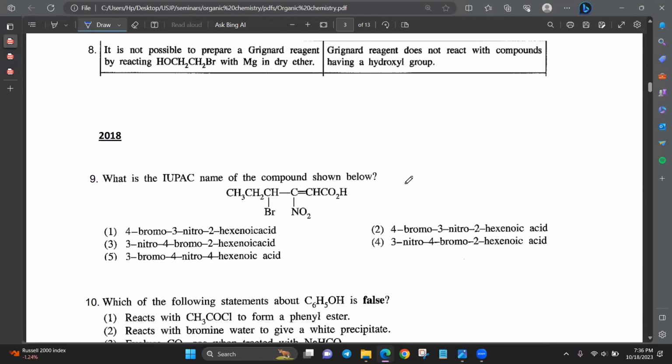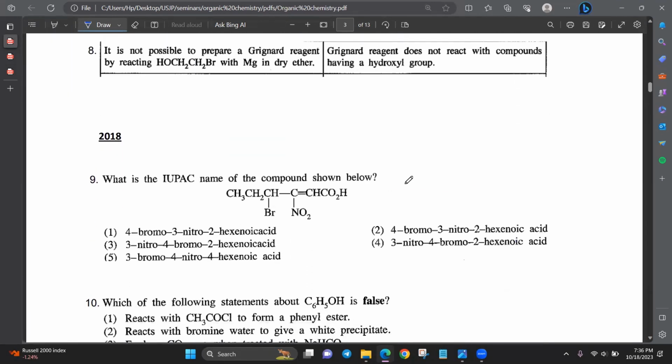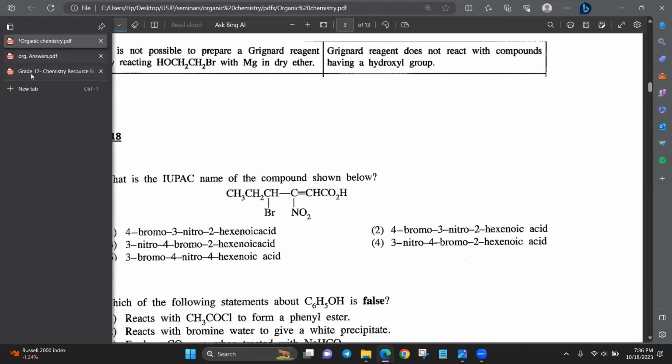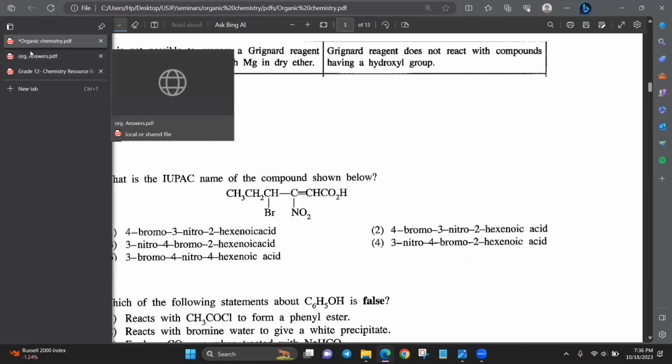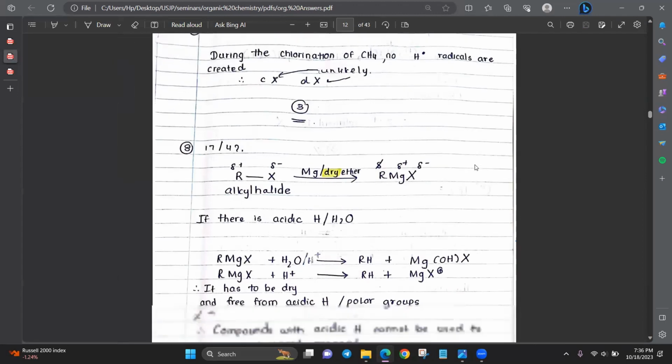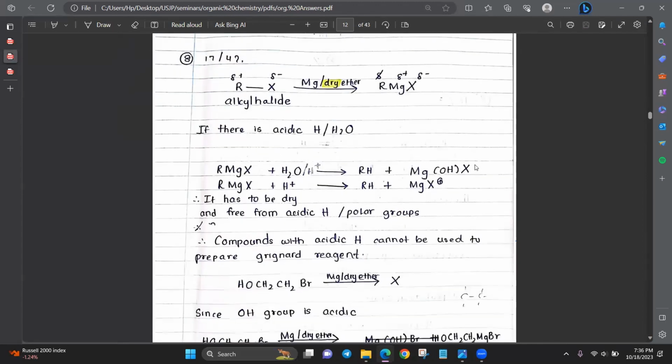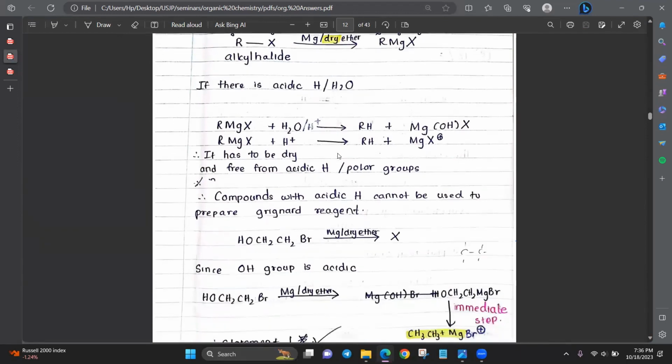Right. Eighth question. It is not possible to prepare a Grignard reagent by reacting this compound with magnesium in dry ether. A Grignard reagent does not react with compounds having a hydroxyl group. Okay. Now here you need to know the theory. What are the reactions of the Grignard reagent? No need to learn by heart. Go with the basics. You already know the Grignard reagent has a basic nature. It can act as a strong base as well as a strong nucleophile. So from that theory, now we'll see how to build up the answer.